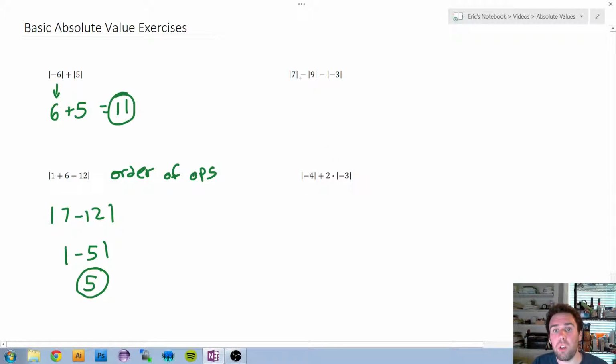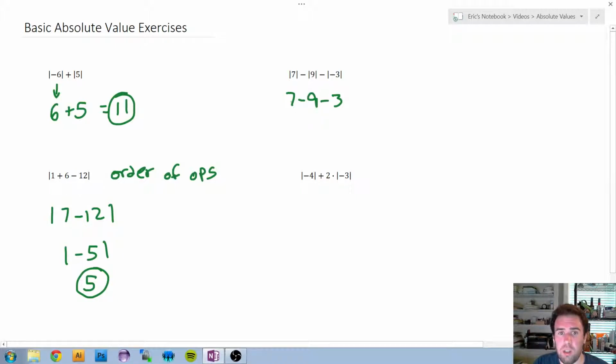This one over here, again, work on absolute values one at a time. So we got the 7. That minus sign is outside the absolute value, so it stays minus. Absolute value of 9 is 9. Here's another minus outside the absolute value, so it stays minus. But this -3 is inside. How far away is -3 from 0? 3.